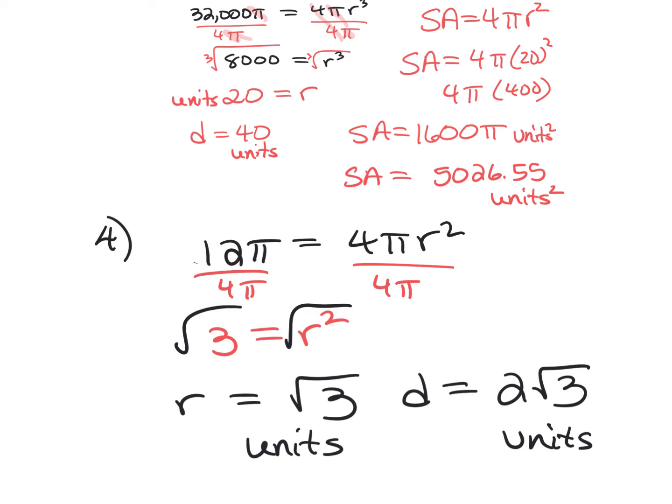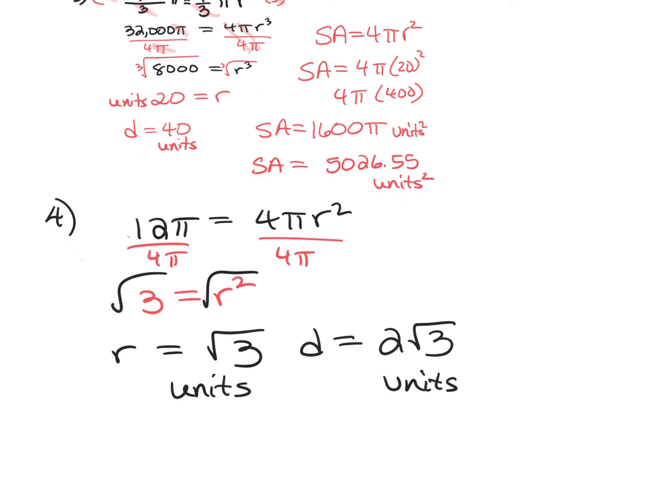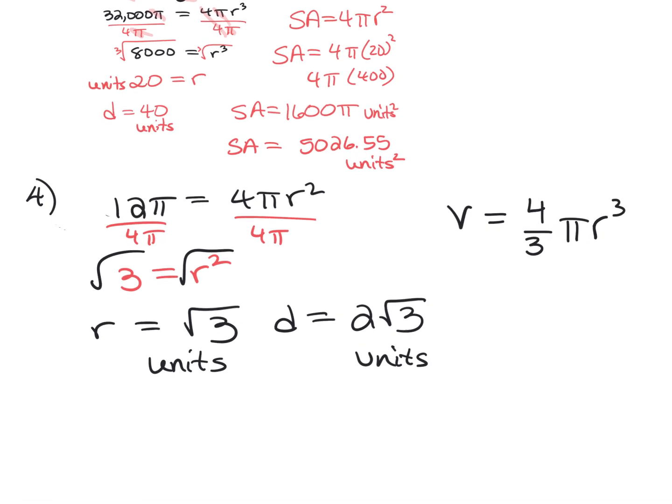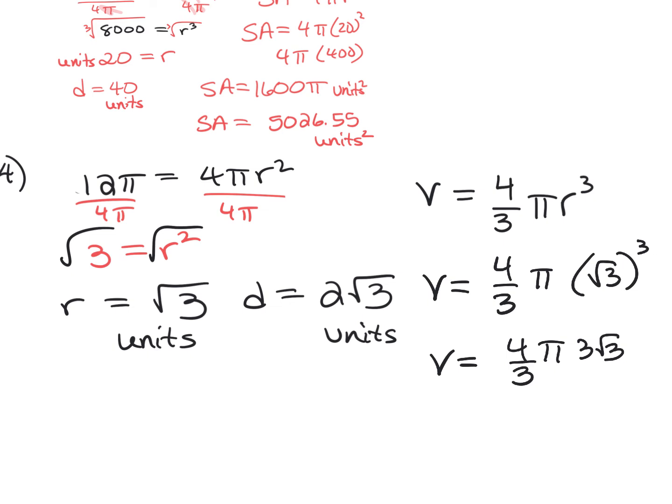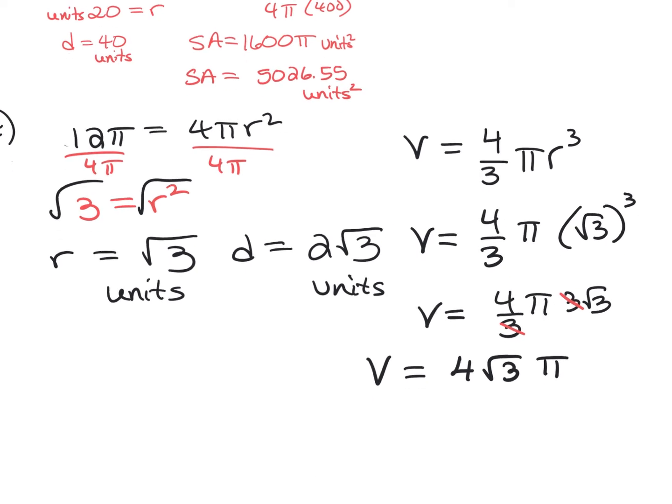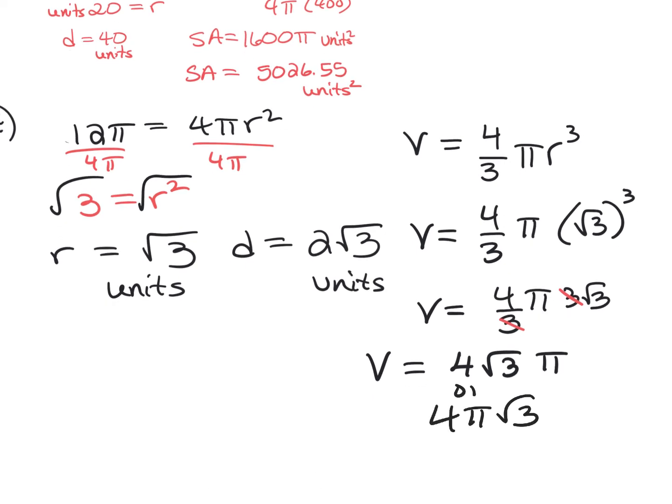Now to calculate the volume for number 4, 4/3 pi times the radius to the third power, 4/3 pi times the square root of 3 raised to the third power. And then here, in terms of pi, the square root of 3 raised to the third power is just going to be 3 square root 3. Notice these 3's would cancel. So the volume left in terms of pi is going to be 4 square root 3 pi. Really, the order doesn't matter here if you wanted to write it that way.